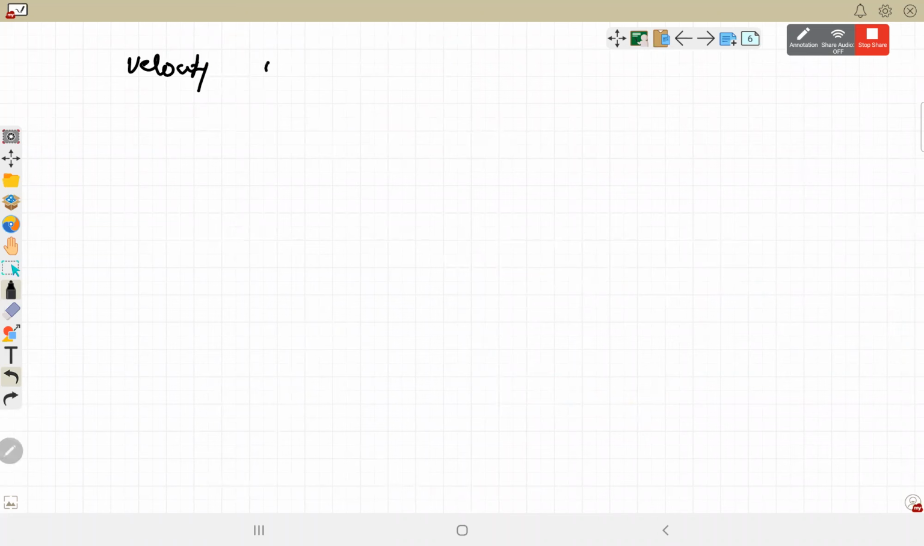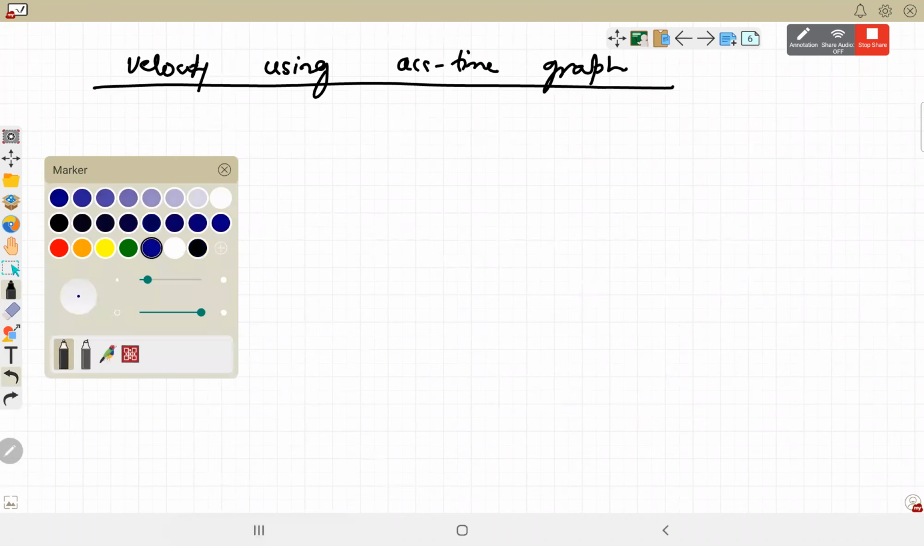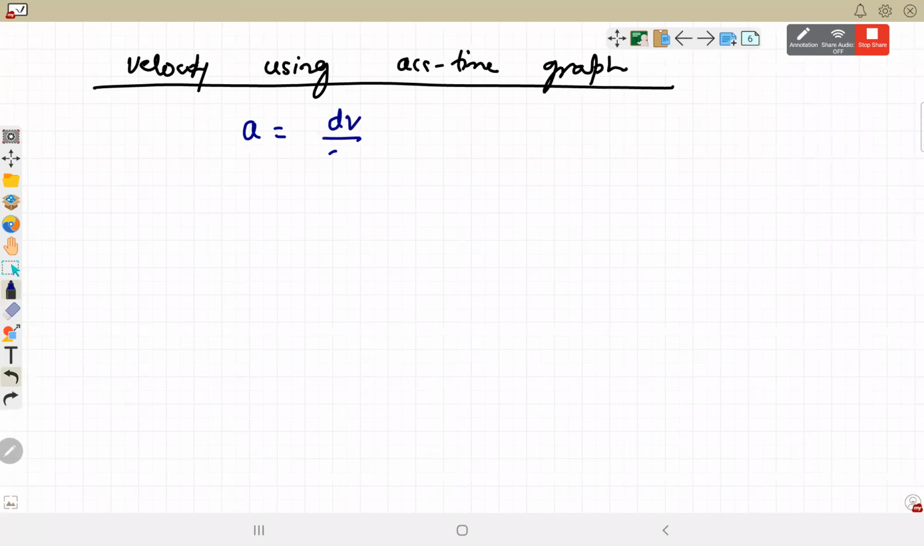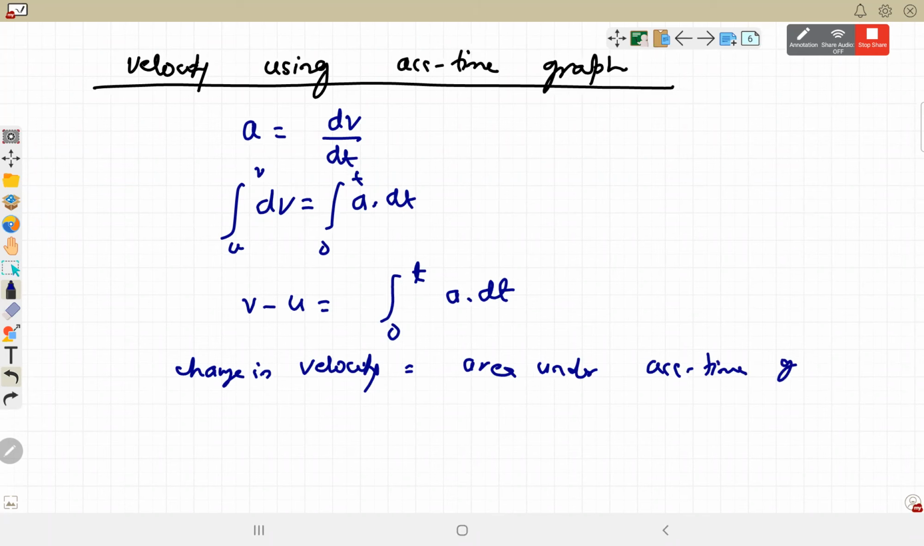Likewise, if you have to find velocity using acceleration, you have to be specific: is this an acceleration time graph, or an acceleration position graph? Because the two give different information. Acceleration is the rate of change of velocity, dv by dt. So when we cross multiply and integrate, it has to be a definite integration, between the limits. The left hand side gives change in velocity. So जब भी हम acceleration time graph का area calculate करेंगे, that area will not give velocity, that area will give change in velocity.